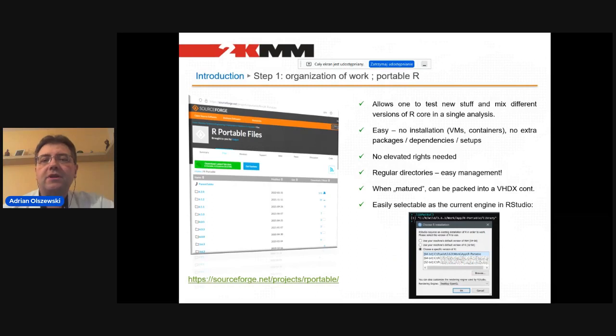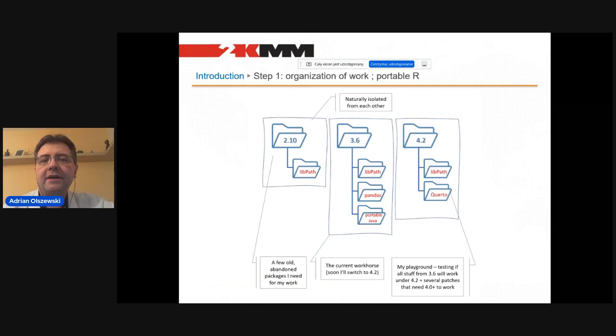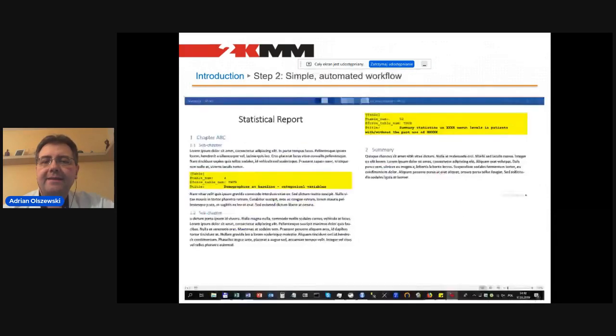So we organized the environment based on so-called portable R. This is R that doesn't need an installation, so multiple versions of R can be located on a hard drive in parallel without any interference. We use it extensively.